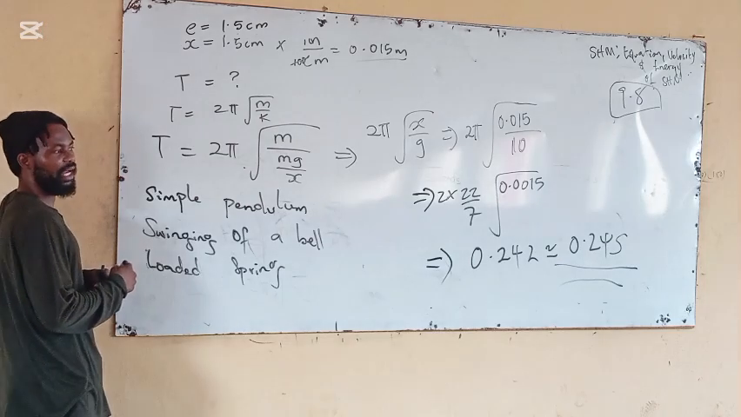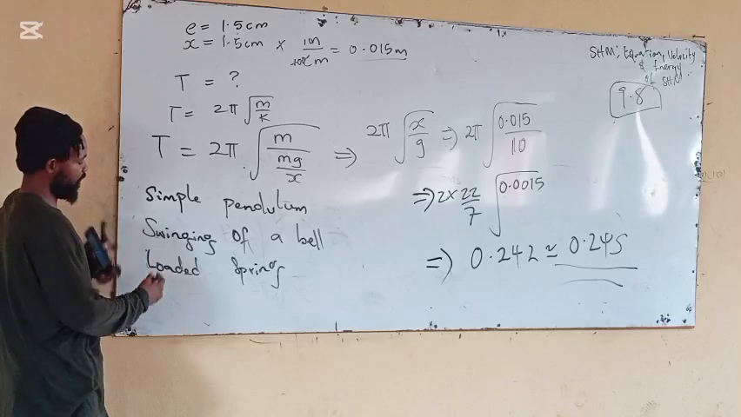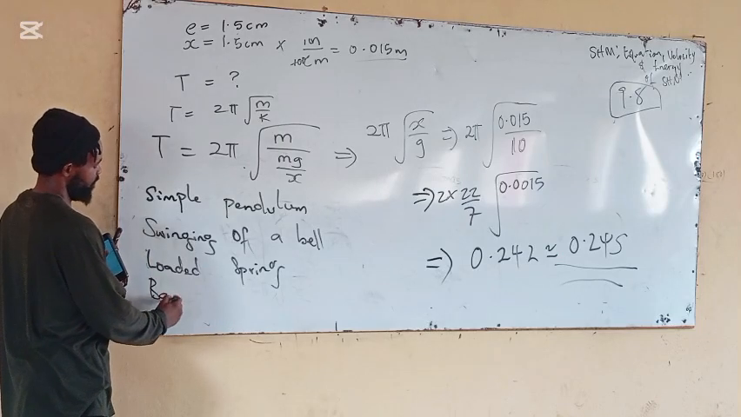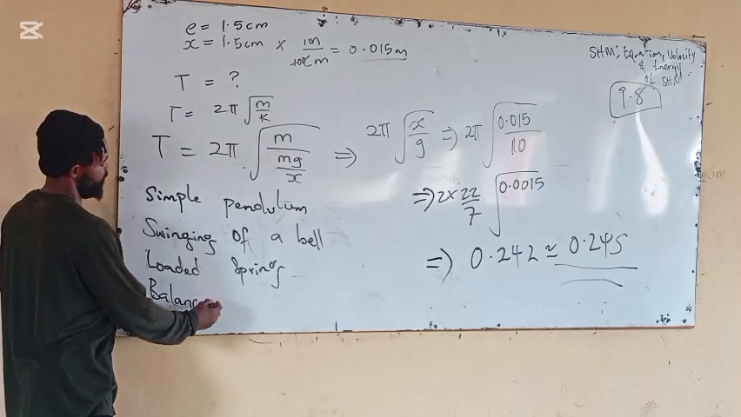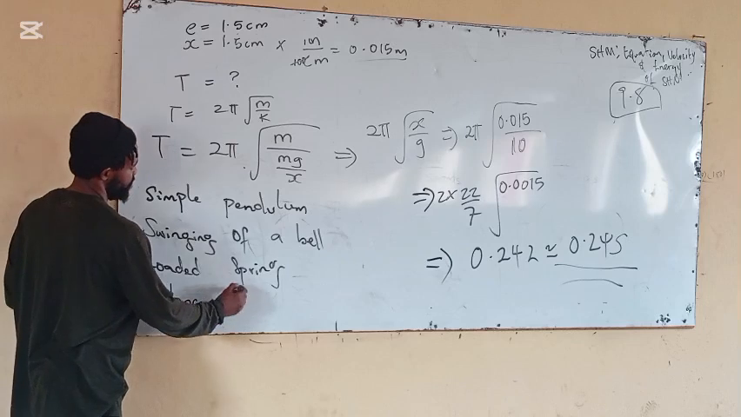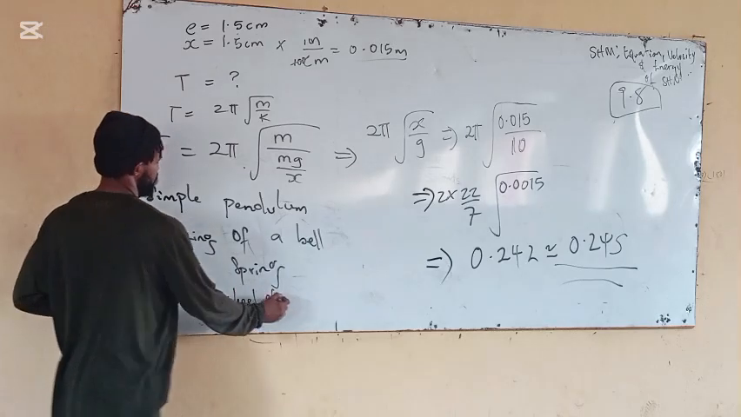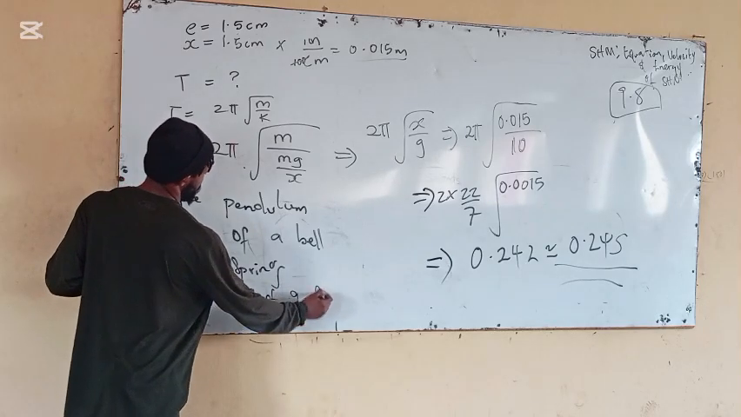Balance wheel of a watch clock. So I can use that of balance wheel. I don't want to use all those words. Low strength of it.